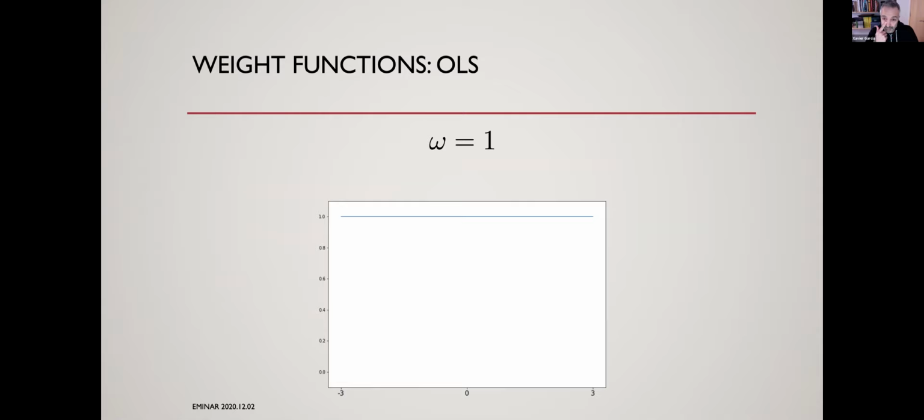The first one is ordinary least squares, which is a particular case of the iteratively reweighted least squares. Believe it or not, in this case the weights are always one, so there is only one iteration. As you can see here, the plot is very simple, and it treats outliers and data the same.